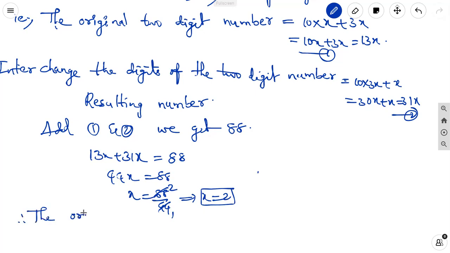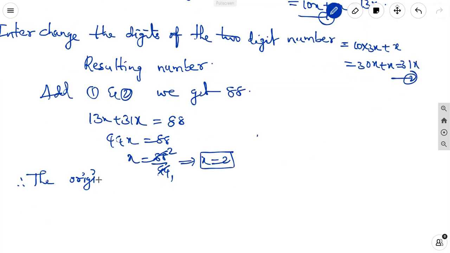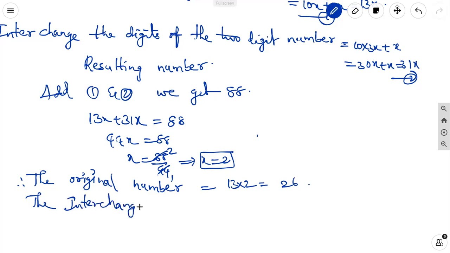Therefore, the original number is 13 into 2, 26. The interchanged number equals 31 into 2, 62, or interchanging 26 is 62. This is the answer.